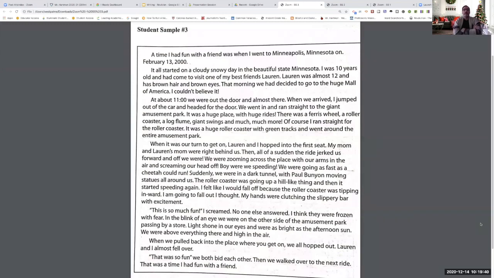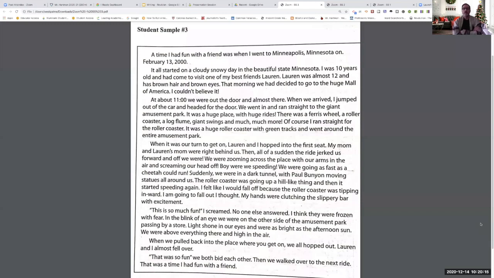A time I had fun with a friend was when I went to Minneapolis, Minnesota on February 13th, 2000. It all started on a cloudy, snowy day in the beautiful state, Minnesota. I was 10 years old and had come to visit one of my best friends, Lauren. Lauren was almost 12 and has brown hair and brown eyes. That morning, we had decided to go to the huge Mall of America. I couldn't believe it. At about 11, we were out the door and almost there. When we arrived, I jumped out of the car and headed for the door.